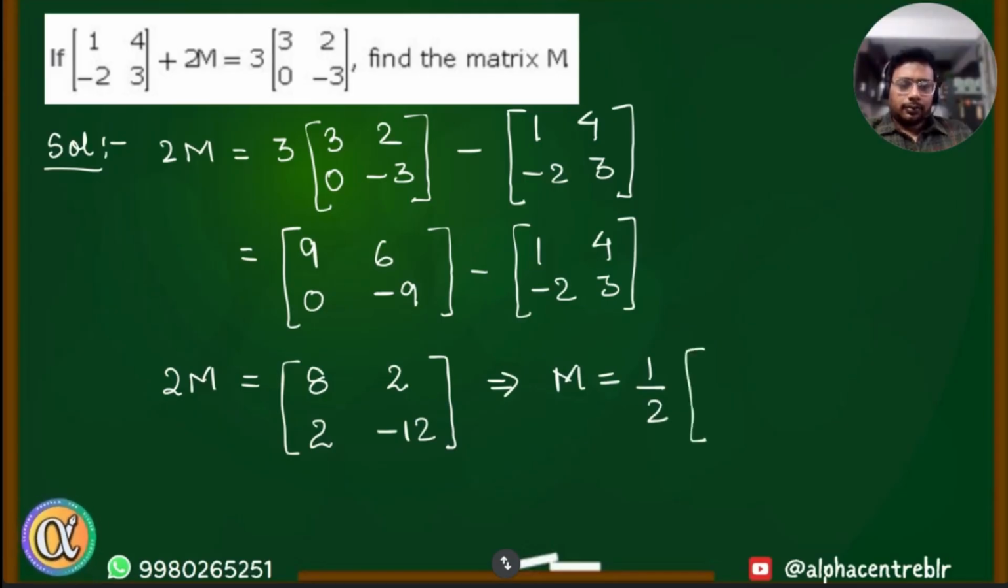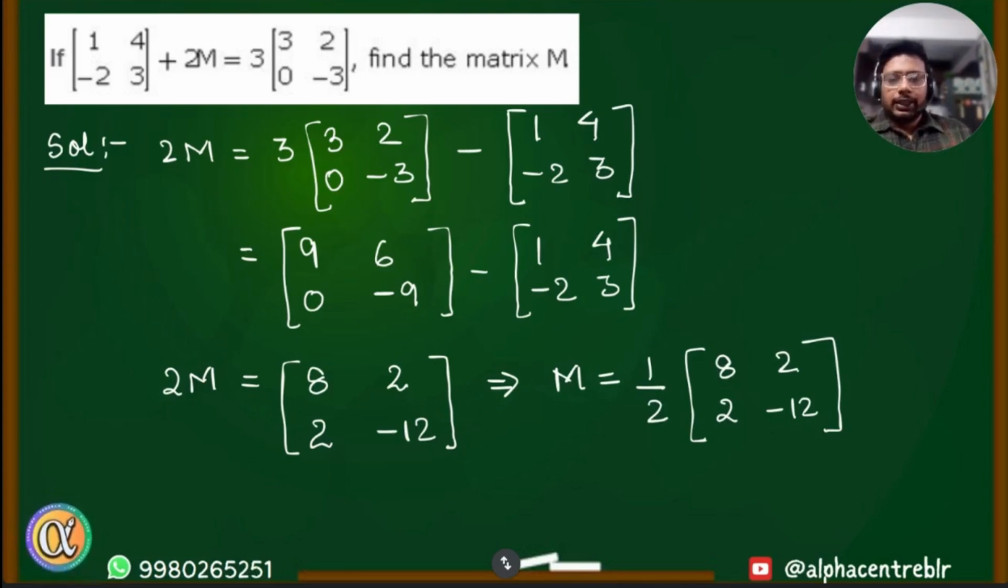So now you, yeah, I've simplified the RHS, and then to find M, I'm bringing 2 to the other side and dividing the inner matrix by 2. So, yeah, 4, 1, 1, minus 6. Yeah, that's your final answer.